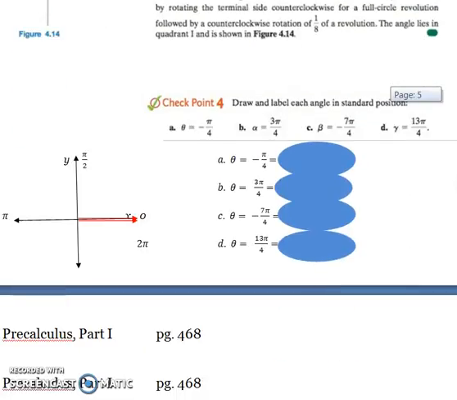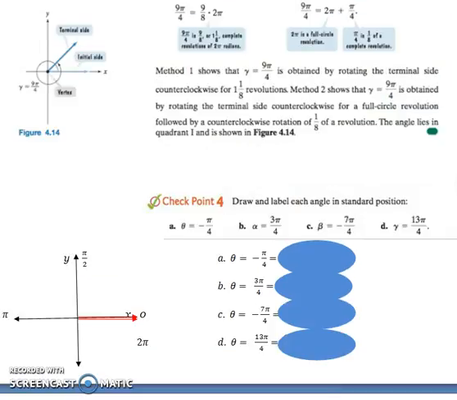So for the checkpoint, the first thing is negative pi over 4. That means that we take that angle and go, negative means clockwise or down, so we're going to go negative 45, or negative pi over 4.